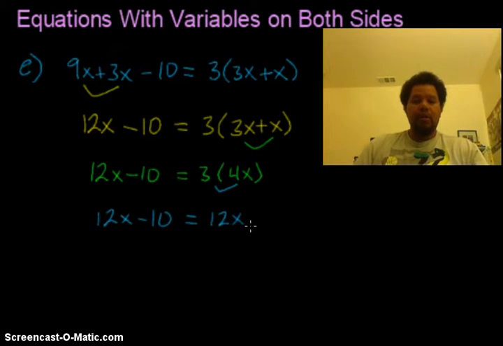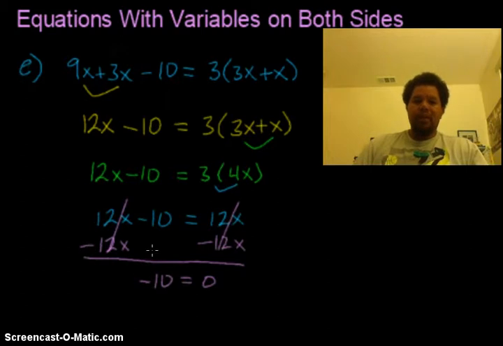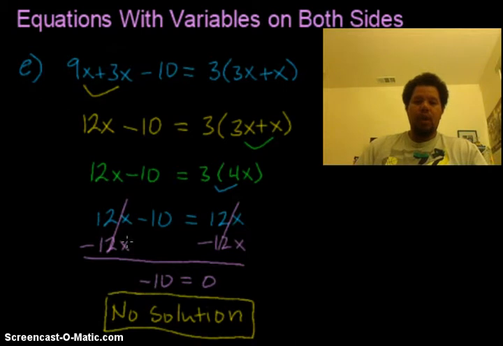Now that there are no more things to simplify, I'm going to try to get my x on one side. So I'm going to subtract 12x from both sides, leaving us with negative 10 equals 0, and there are no x terms to solve. Negative 10 never equals 0, and therefore we have no solution, which means there is no value of x that will make this original equation true. So when all the x terms cancel out and you end up with a false statement like this, having a number equaling something else, they don't equal, it is no solution. All right, there you go.